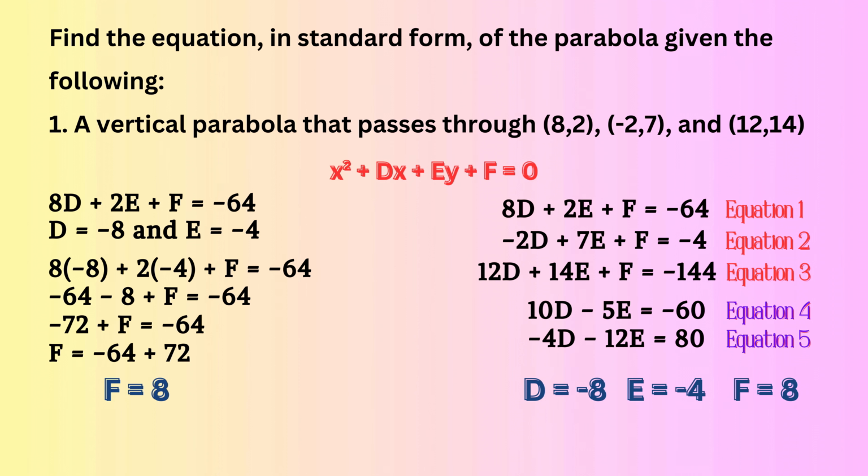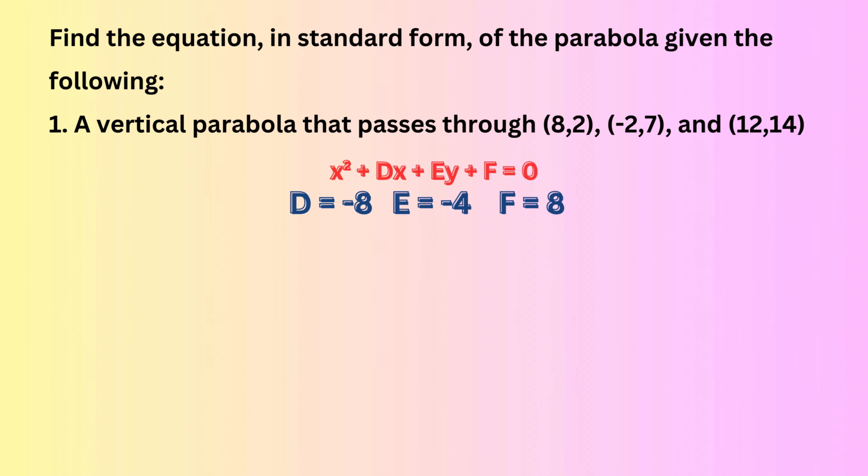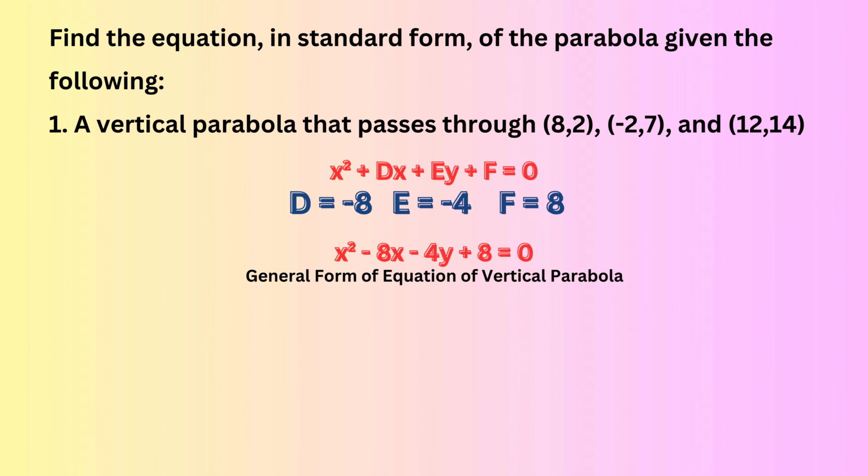Now that we have the values for d, e, and f, we can now substitute them on our general form of equation for the vertical parabola. We will have x squared minus 8x minus 4y plus 8 equals 0. This is now the general form of equation of this given parabola.